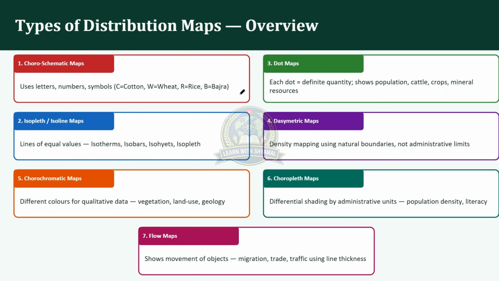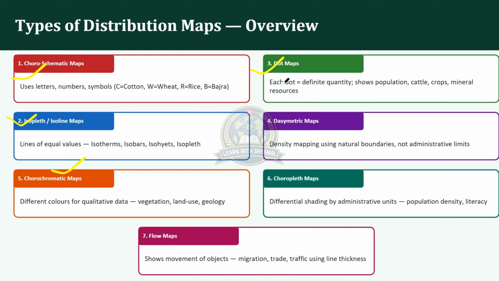Types of distribution maps overview. Chorochromatic maps use letters, numbers, and symbols. Isoplet and isoline maps: lines of equal values, isotherms, isobars, isoheights, and isoplates. Chorochromatic maps define colors for qualitative data: vegetation, land use, and geology.